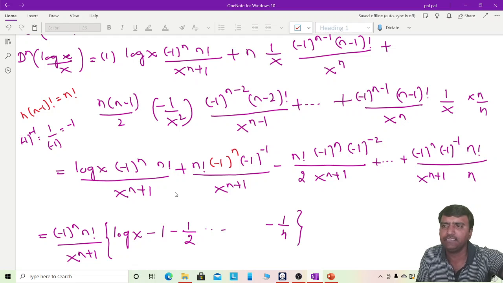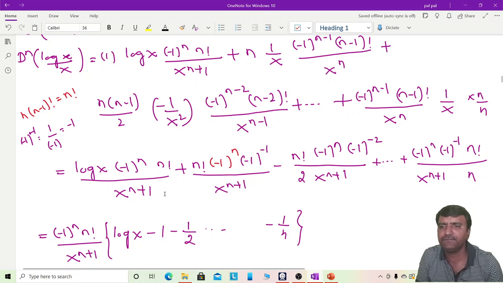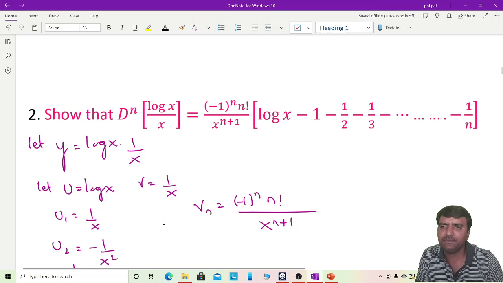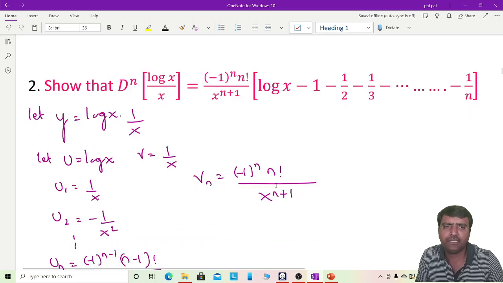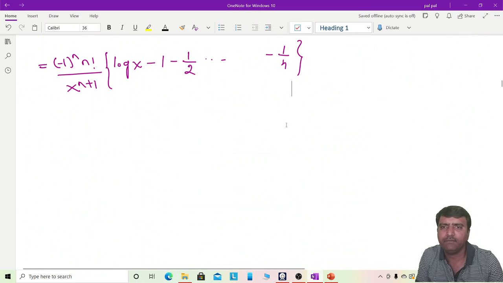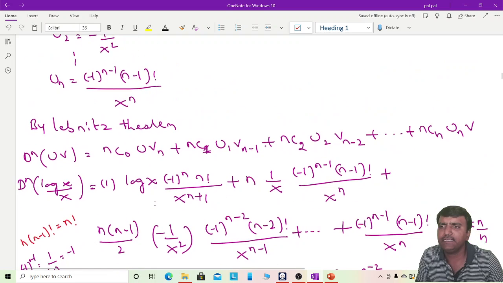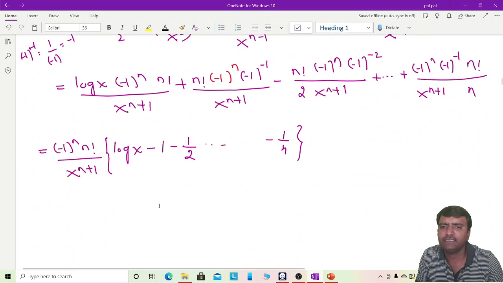This is the nth differentiation of log x by x. That same result is asked here. The nth differentiation of log x by x is minus 1 to the power n, n factorial by x to the power of n plus 1, into log x minus 1 by 2 minus 1 by 3 and so on, minus 1 by n. This is the nth differentiation of log x by x.